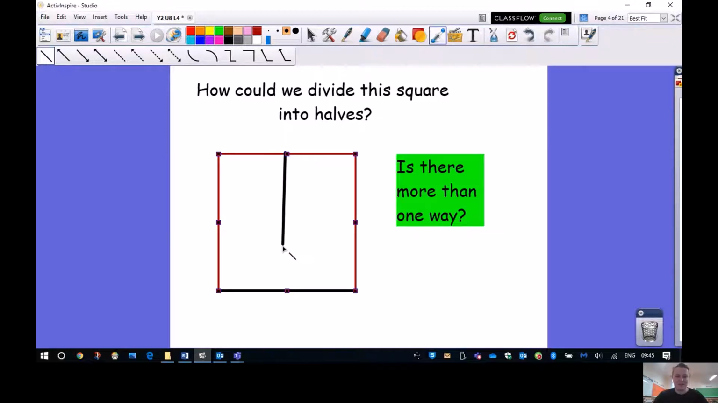Well, I could just cut it straight down the middle. Can you see any other ways I could find half? I could cut it into 2 equal parts this direction, or this direction, or finally this direction. There are 4 ways to find half of a square.